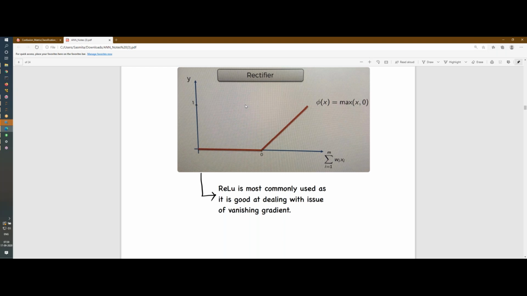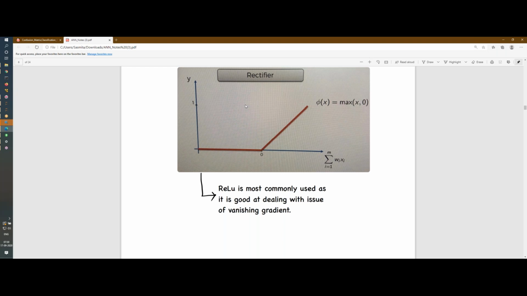Are you getting what it is doing? Max of 0 and x means what? If whatever we are passing is negative or 0, let me repeat: if the final prediction y is negative or 0, then it is predicting 0. Otherwise, it is not doing anything. Whatever is the y value, the summation of wi, xi, everything, that is my final output. It is linear. So till 0 or less than 0, everything is predicted as 0.